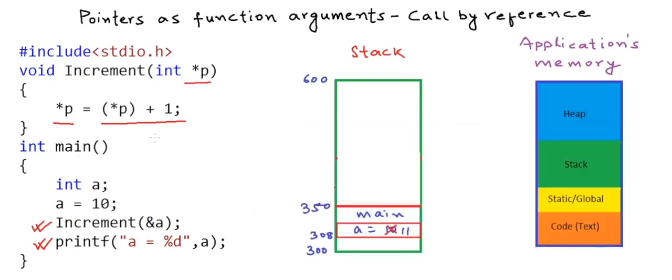Such a function call, in which instead of passing the value of a variable we pass the address of the variable so that we have a reference to the variable and we can dereference it and perform some operations, is called call by reference. So if we use pointers as function arguments, then we are using call by reference.